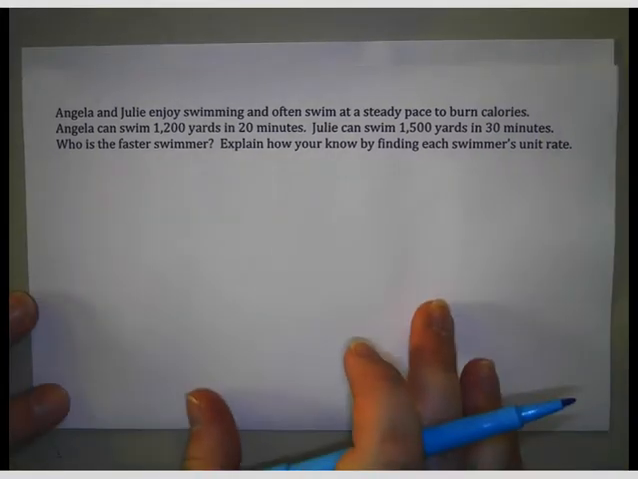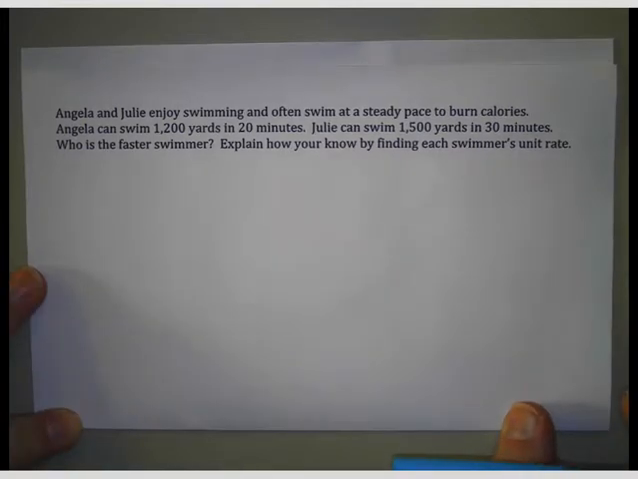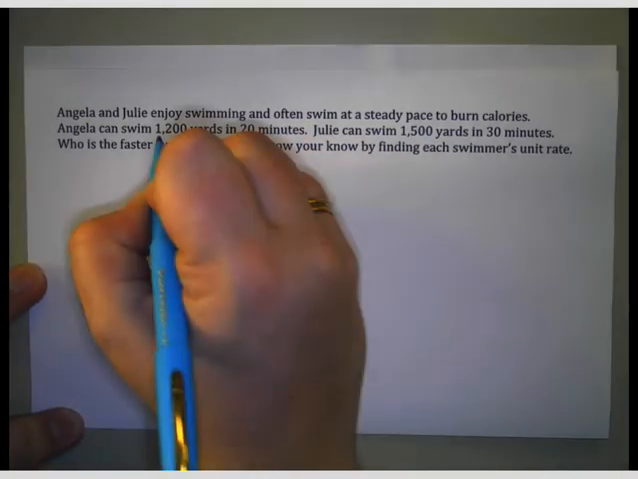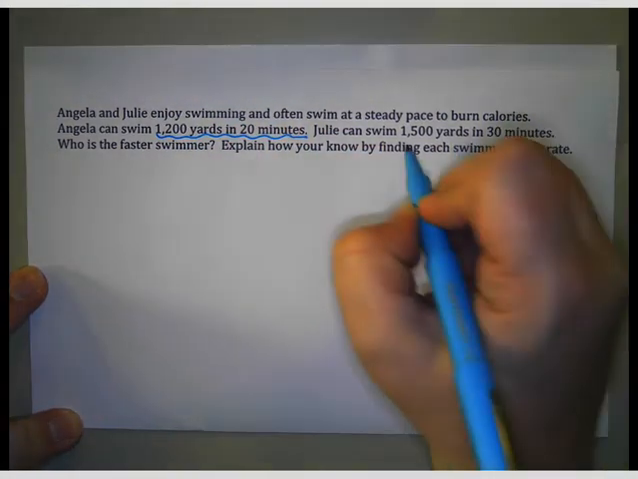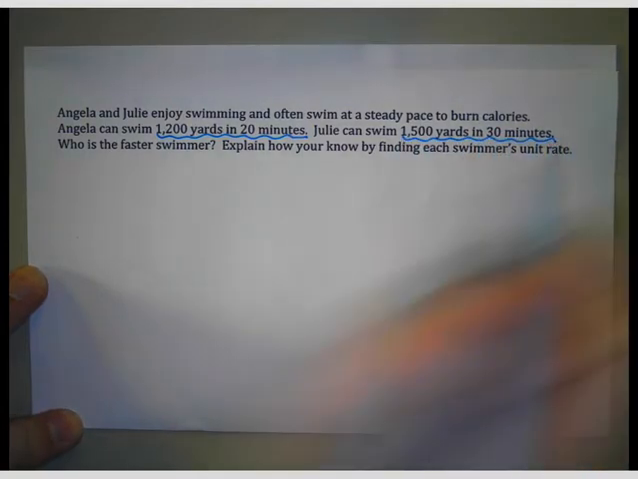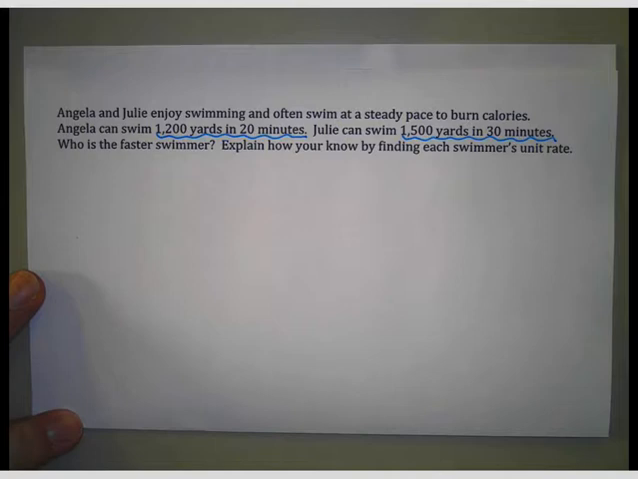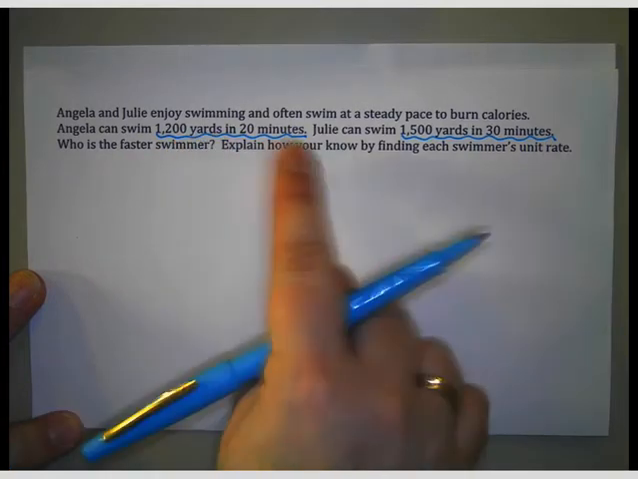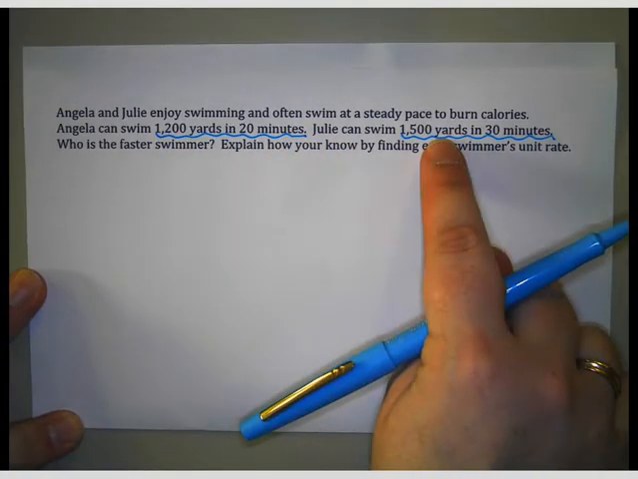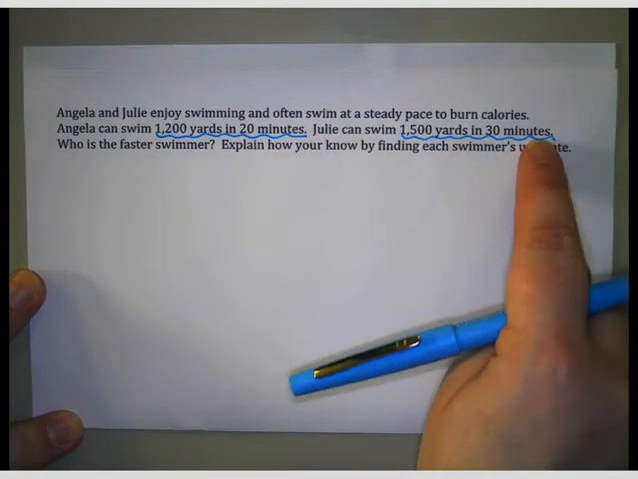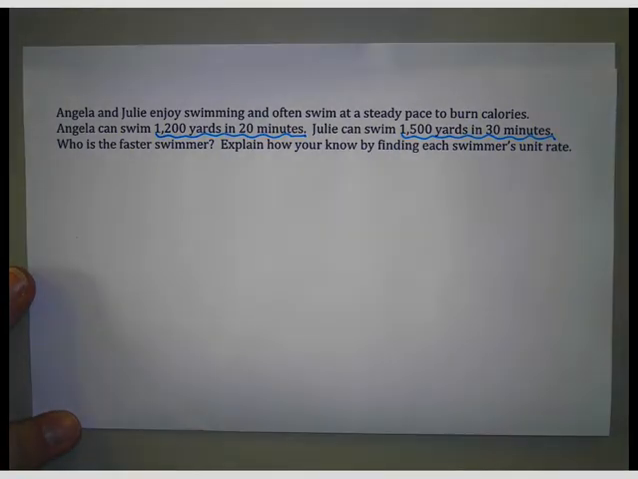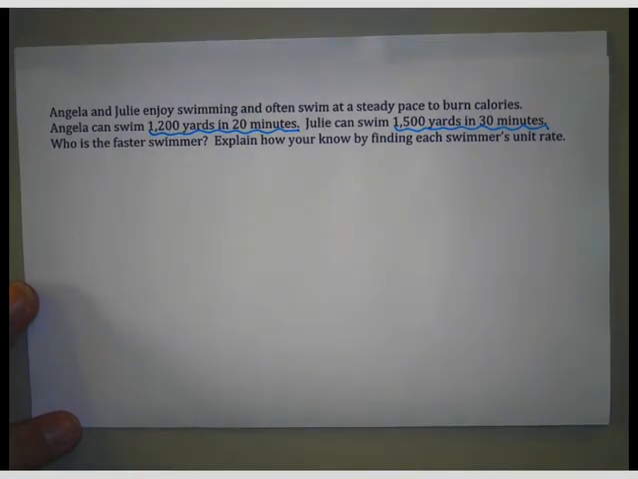Angela and Julie enjoy swimming, and they often swim at a steady pace to burn calories. Angela can swim 1,200 yards in 20 minutes. Her friend Julie can swim 1,500 yards in 30 minutes. Both of these are rates because they're telling you how many yards in how many minutes. They're giving you a rate for how fast each person can swim. That is distance and time. Distance and time. That's a rate. The question is, who is the fastest swimmer? Explain how you know by finding their unit rate.